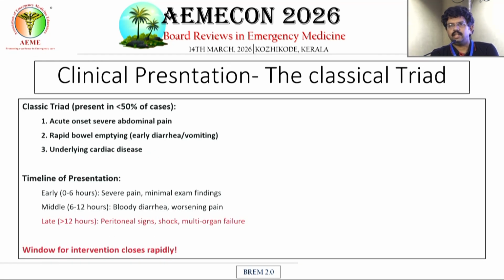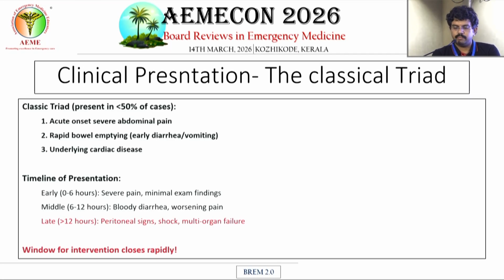The classical triad is present in just 50% of cases: abdominal pain with rapid emptying symptoms like diarrhea, vomiting, and history of cardiac disease. So this is the timeline of presentation. In the first 6 hours, there will be just severe pain with normal or minimal exam findings. In the next 6 to 12 hours, there will be bloody diarrhea. That will be fresh bleeding to start with, with worsening pain. From fresh bleed, it will change to melena, black tarry stools.